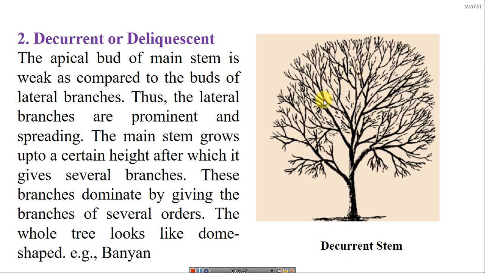The lateral branches are prominent and heavily spreading, and the main stem grows up to a certain height, and then it gives out several branches of several orders. And these branches dominate by giving branches of several orders, right? So they branch and again keep branching. So they dominate the apex or apical branch. Okay, they assume a dome shaped structure by this kind of growth, and I've already given some examples. The main examples you can see are the banyan and peepal tree.